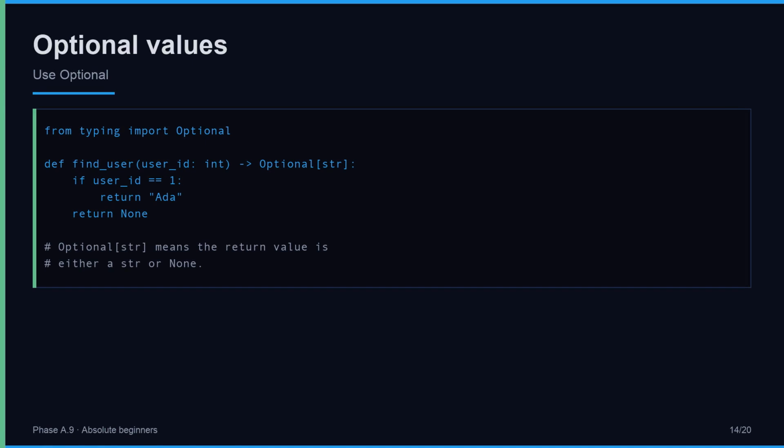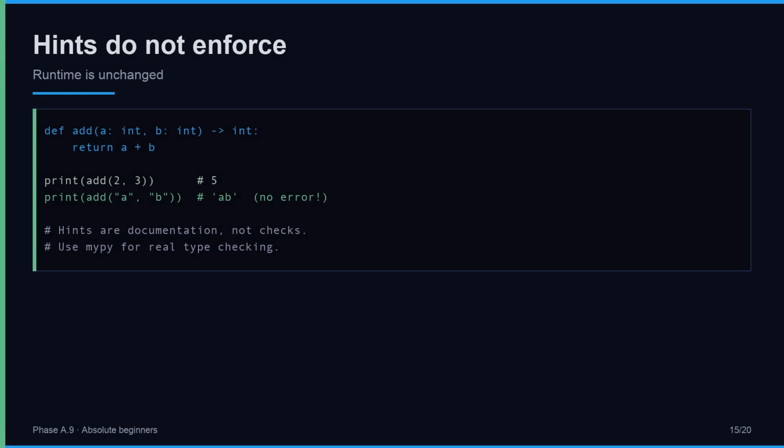Some functions might return nothing meaningful. find_user takes an integer user ID and returns the username, or None if the user does not exist. To express this, import Optional from the typing module, then write -> Optional[str]. Optional[str] means the return value is either a string or None. The editor will warn you if you use the result without checking for None first. Optional is one of the most useful types in the typing module. Optional means maybe None.